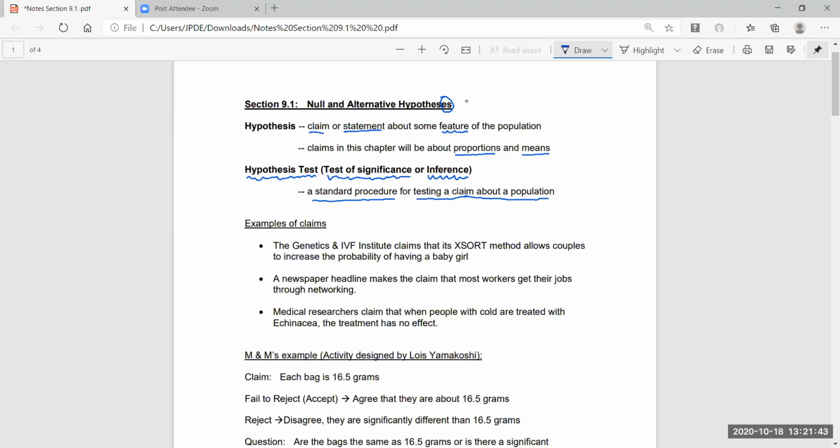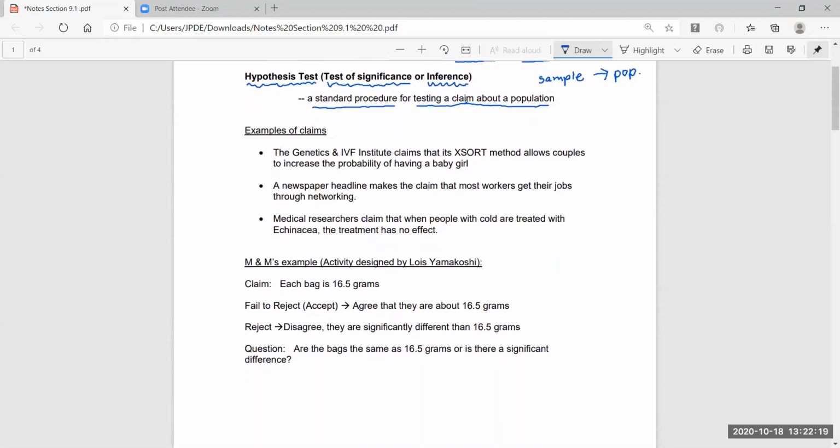So here, what I want you to keep in mind, we're always looking at what is happening in the sample, and then we're extending the results to the population. Just like in the last chapter, when we were talking about confidence intervals, we looked at what's going on with the sample, and then we extended those results to the population. That is our goal with hypothesis testing as well. It's just a different way to do that.